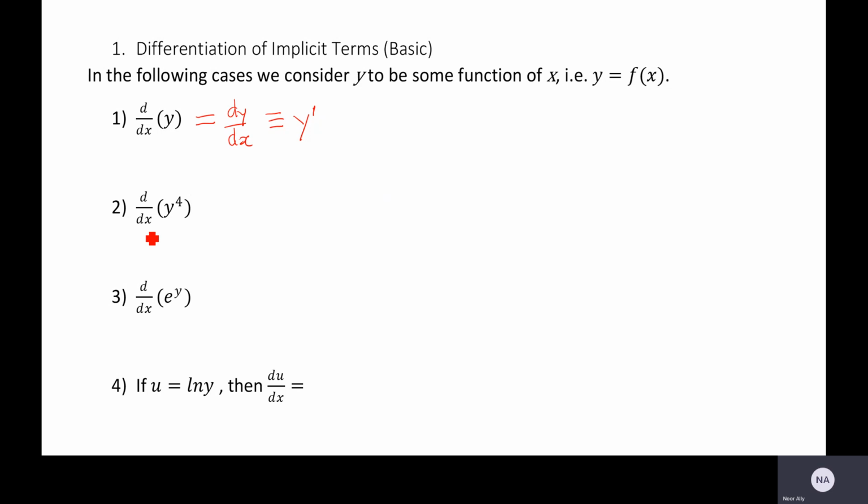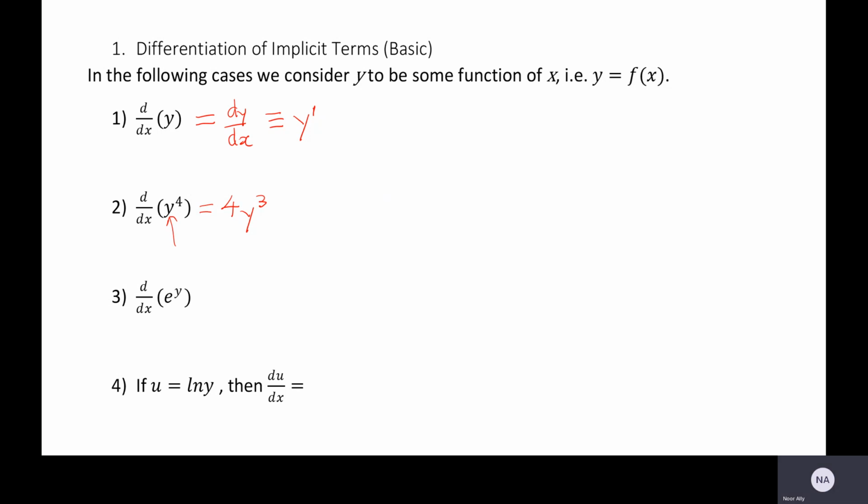Let's have a look at number 2. d by dx of y to the fourth. Find the derivative of y to the power 4. Now recall that that y that you see there is some function of x. So what is this derivative? Well, first I use the power rule: 4y cubed, which you're familiar with, but then I don't stop there, because that y is a function of x. In other words, I have to proceed as if I am using the chain rule.